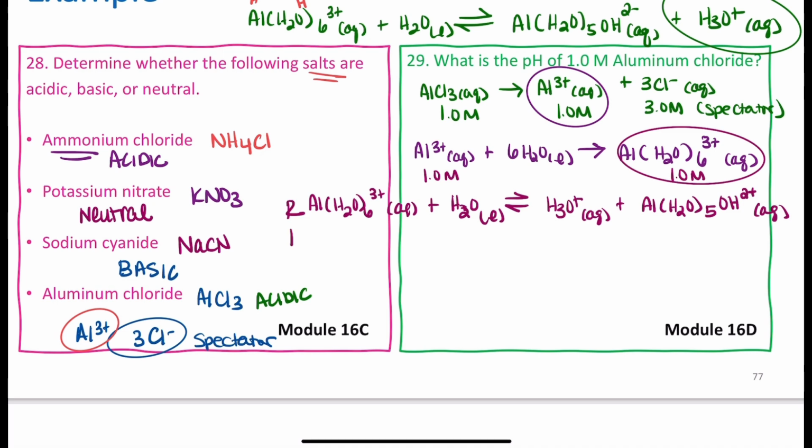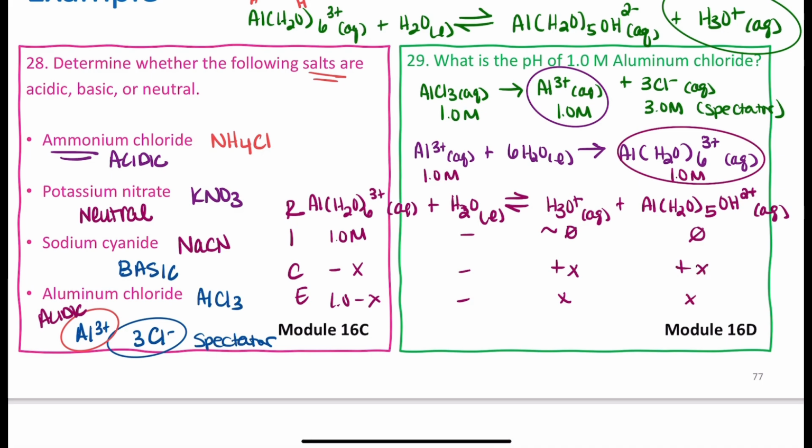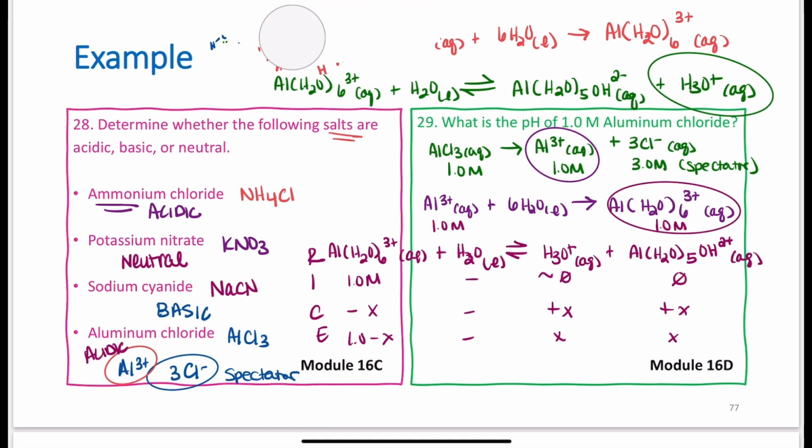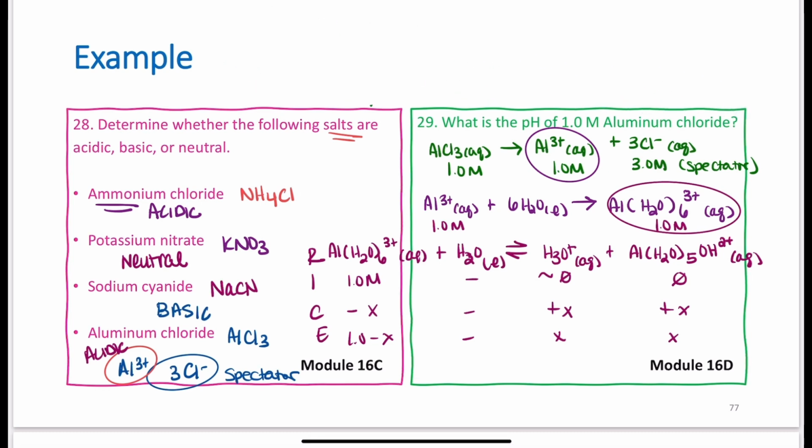Now I can set up my race chart. I have 1 molar here, minus X, 1.0 minus X. Water is my solvent. Approximately none here, plus X and X. I have none of this, plus X and X. Set up my Ka. You would have to be given the Ka, so it would be on the first page of your exam. You should be able to write the Ka expression.